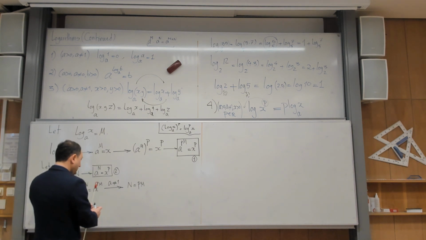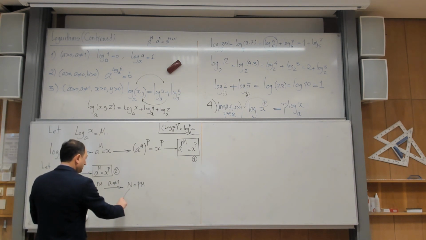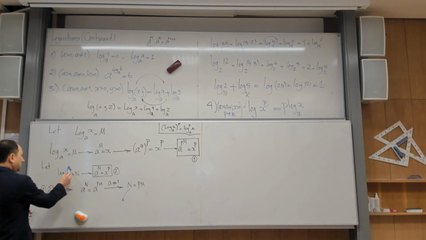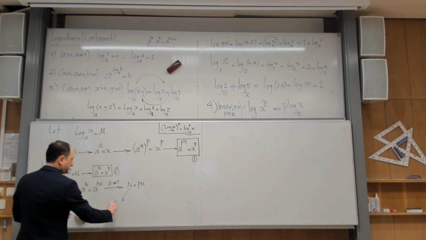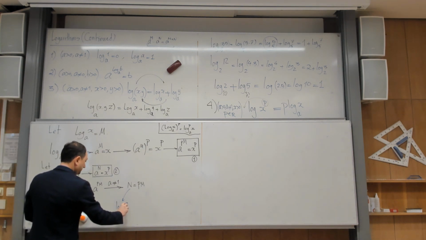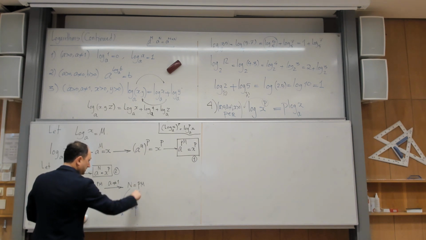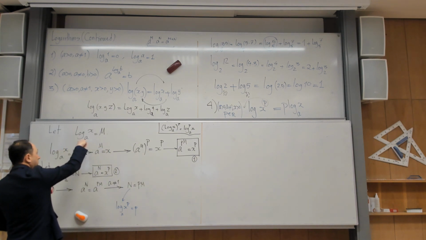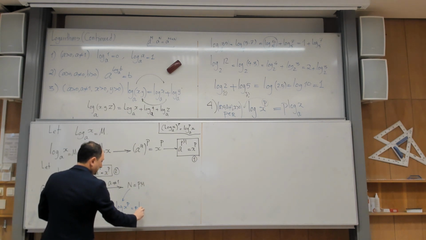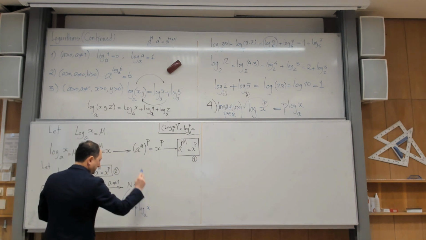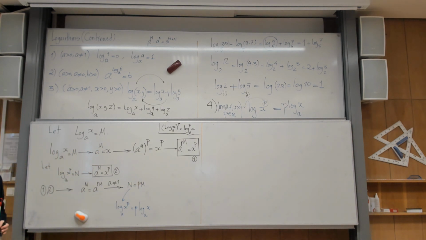Why? Because what was the name? What was n? n was this guy. p times m. What was m? m was this guy. Yes? So we were able to show that this is indeed the case. Yeah. Is that clear?